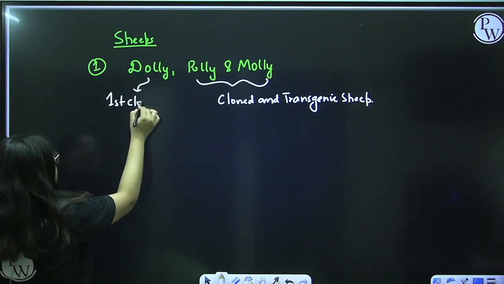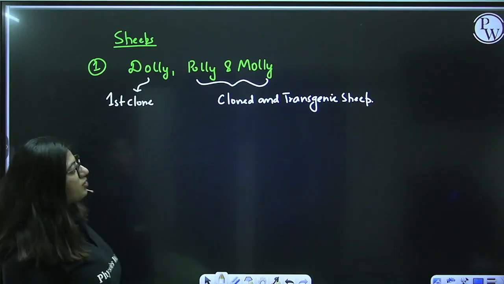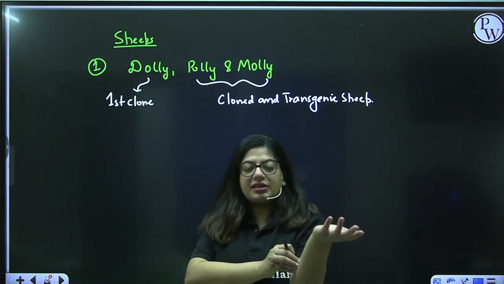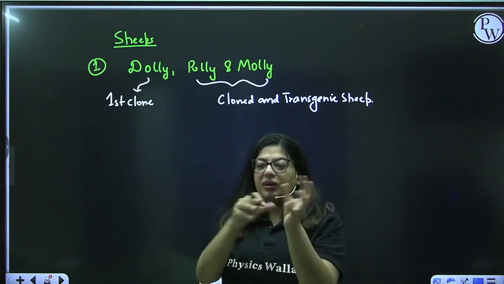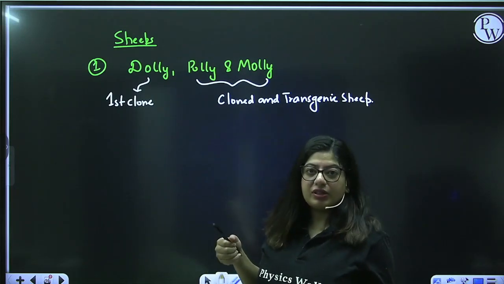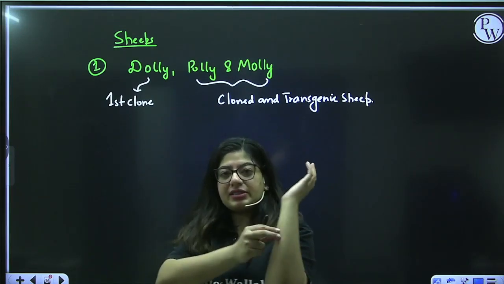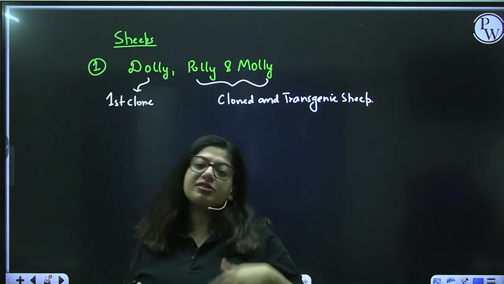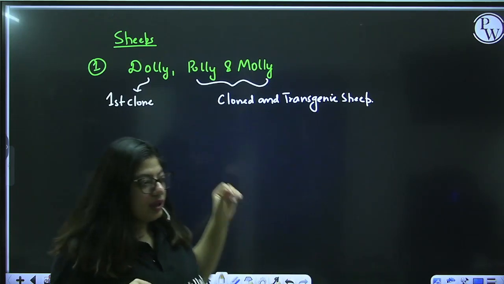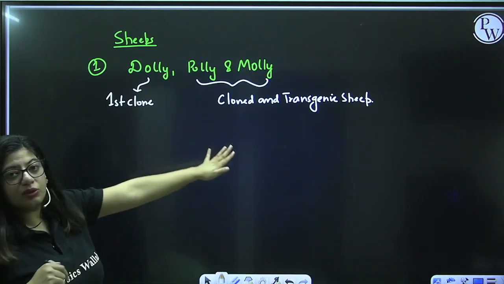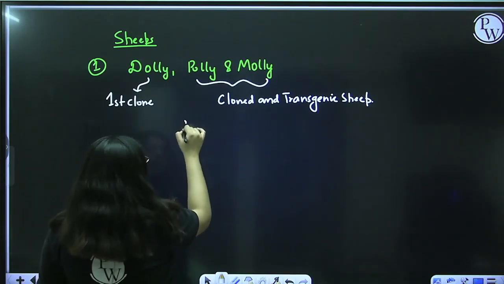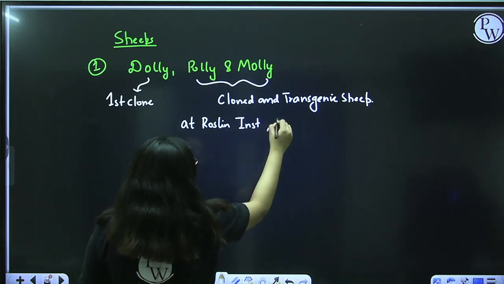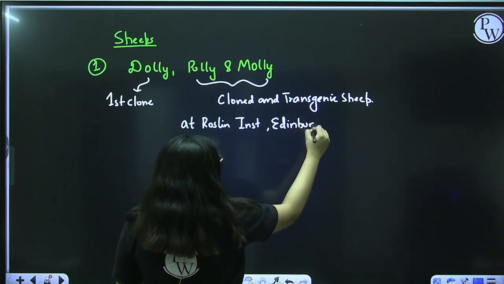What's the difference between being a clone and being transgenic? A clone is something that is formed from a somatic cell. For example, if you take a cell from my hand and make a baby out of it, that's what a clone is. Transgenic is when you take the cell and also manipulate its gene. So Dolly was the first clone, and Polly and Molly were clone and transgenic. These were produced at the Roslin Institute, Edinburgh, in Scotland.